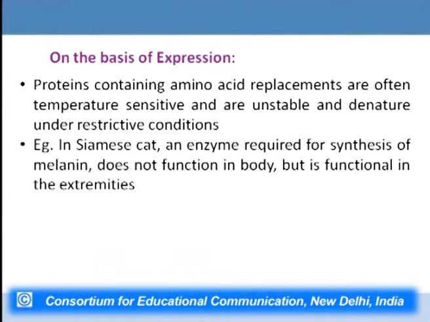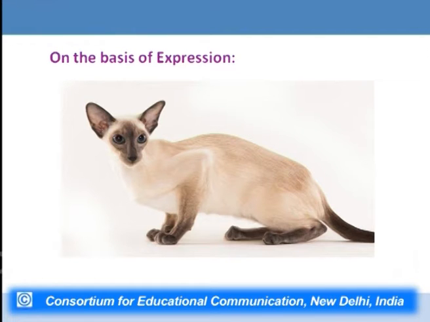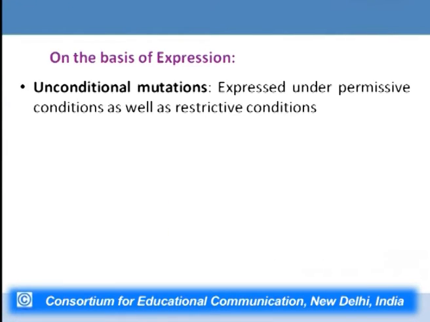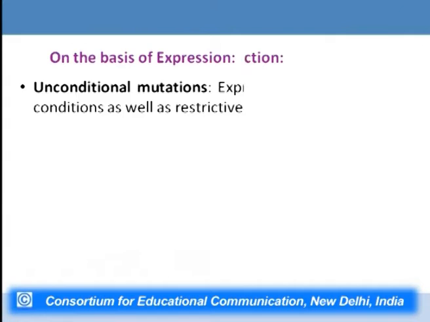For example, in Siamese cat, an enzyme required for synthesis of melanin does not function in the body but is functional in the extremities, which have lower temperature than the body. So at higher temperature, the enzyme is not functional and there is no deposition of melanin in case of Siamese cats, as can be seen in this figure, that this particular cat has black extremities, black face, black ears, black tail and paws because of a lower temperature, whereas the body does not have dark color because of no melanin deposition. Now, unconditional mutations are those which are expressed under permissive as well as restrictive condition, that is, under all the conditions they are getting expressed.